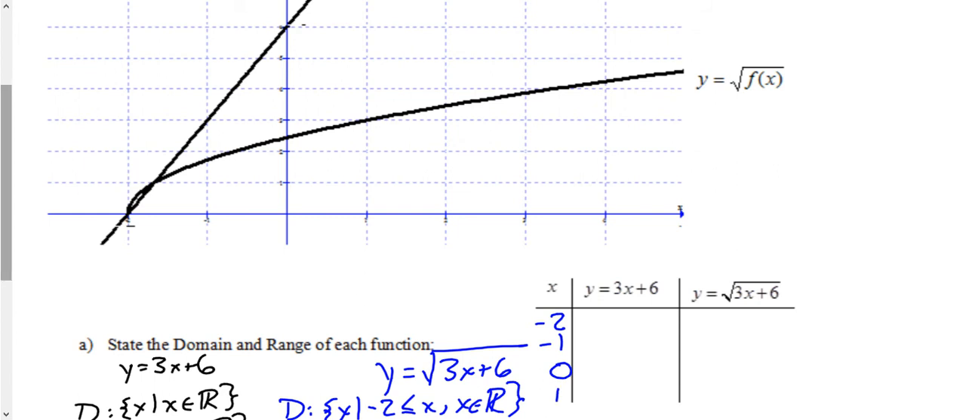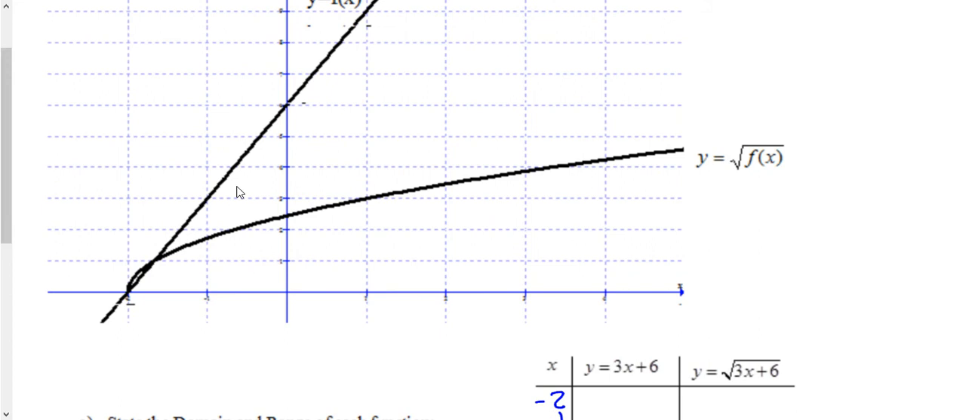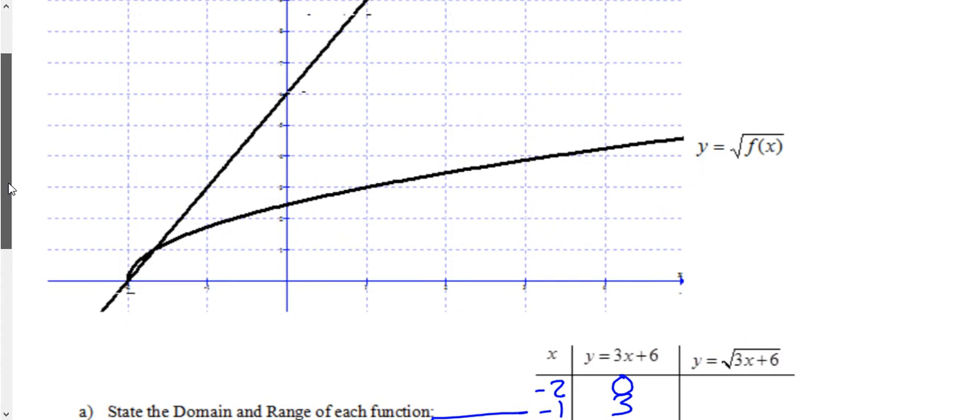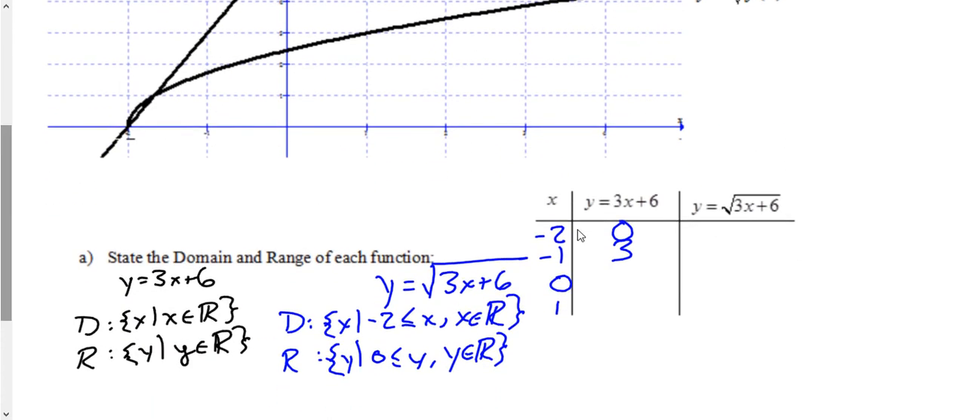On our original graph, which is this line here, when x equals -2, y should be at 0. When x equals -1, y was at 3. When x was at 0, y should have been at 6. And of course, when x equals 1, y should have been at 9. So these are all my coordinates. These are all my y values of the original.